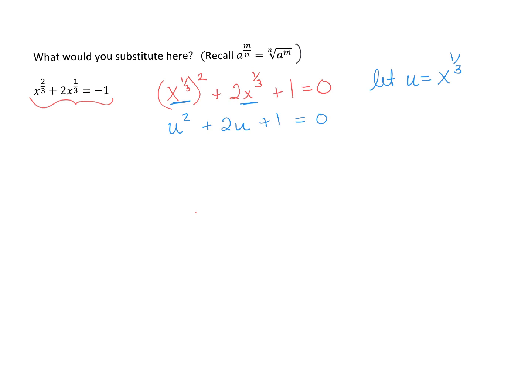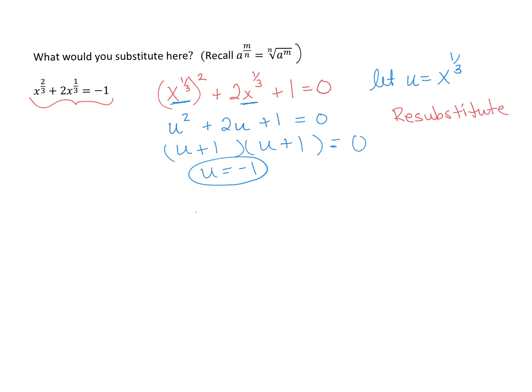So does this factor? Two things that multiply to 1 have to be 1 and 1. So u plus 1 and u plus 1 would get me there. And so I just get u equals -1. Now I'm going to resubstitute. So I'm going to take this u equals -1 and plug it in here. -1 equals x to the 1/3.